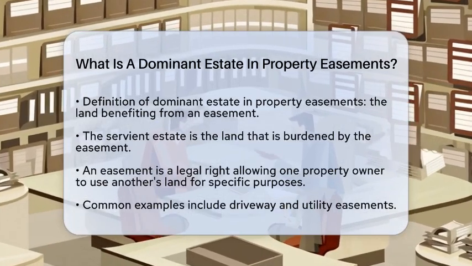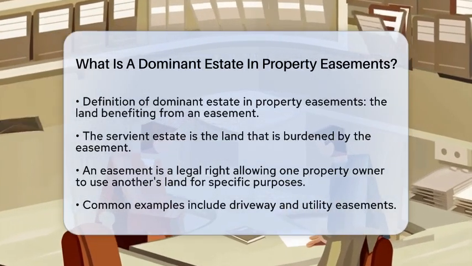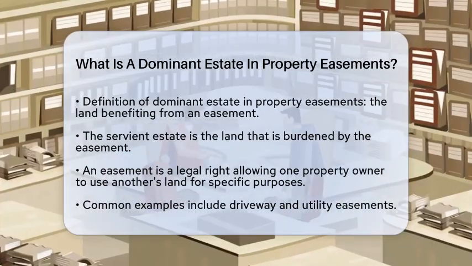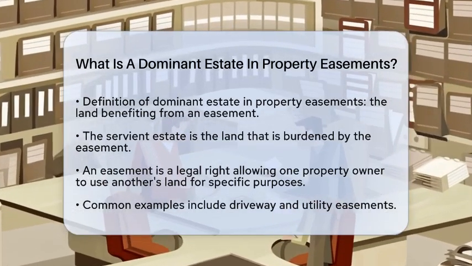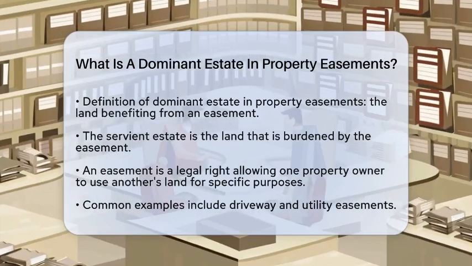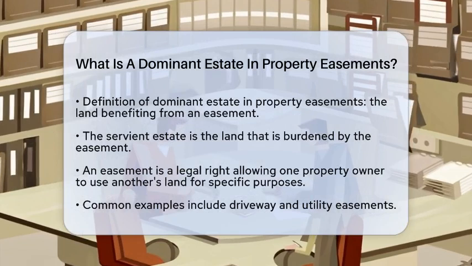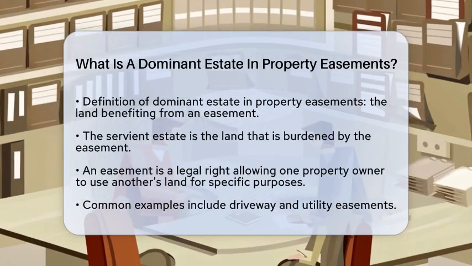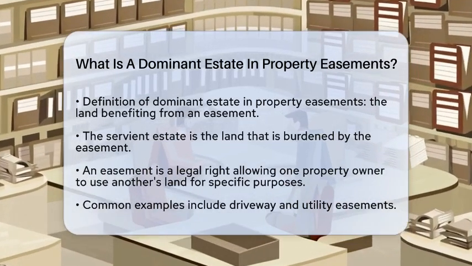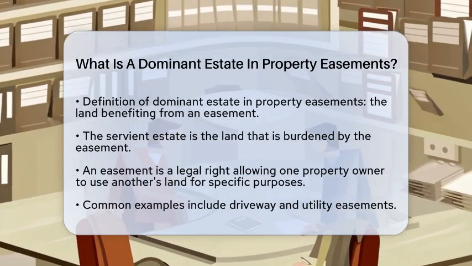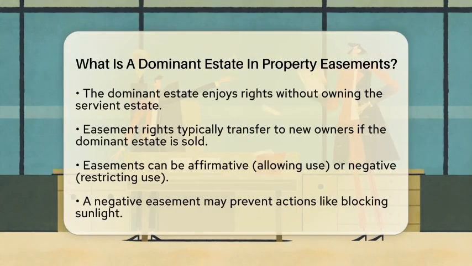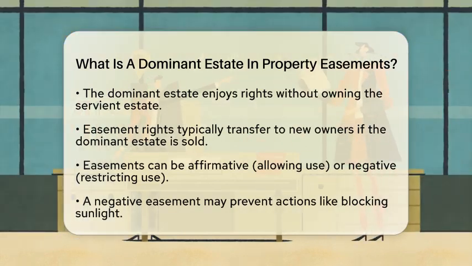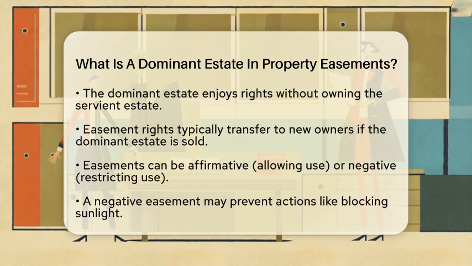A dominant estate is the piece of land that enjoys the benefits of an easement over another parcel, known as the servient estate. In this relationship, the dominant estate has the legal right to use part of the servient estate for specific purposes. This could be for access, utilities, or other designated uses, without actually owning that land. To clarify, an easement is a legal right that allows one property owner to use another's land for a particular purpose. The dominant estate is the property that benefits from this right, while the servient estate is the property that is burdened by the easement.